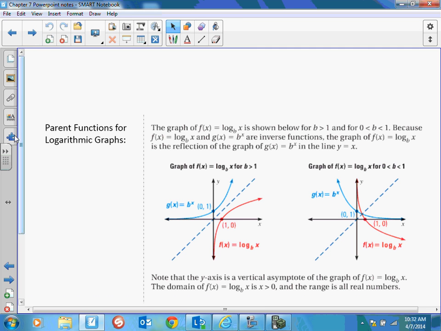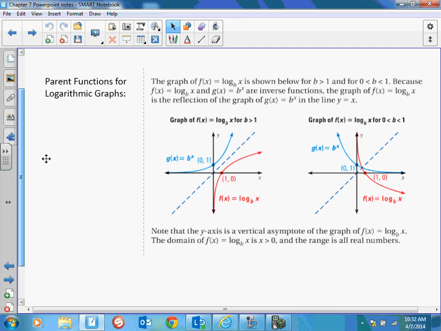for backwards. Okay, as you can see on this one, g of x equals b to the x and f of x equals log base b of x are inverses of each other because they reflect over that y equals x line. So remember when we did b to the x, how the asymptote was always y equals 0 or y equals a number, and our domain was y is greater than 0. Well, when we graph logarithms, the inverse changes.